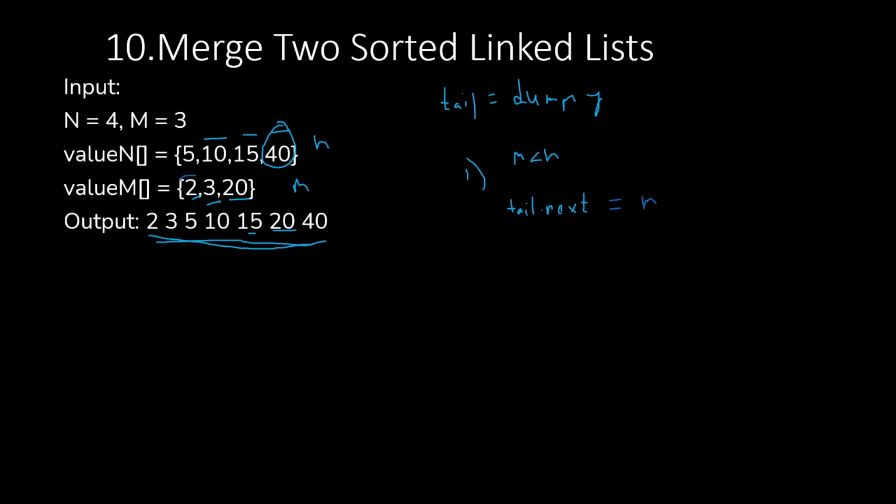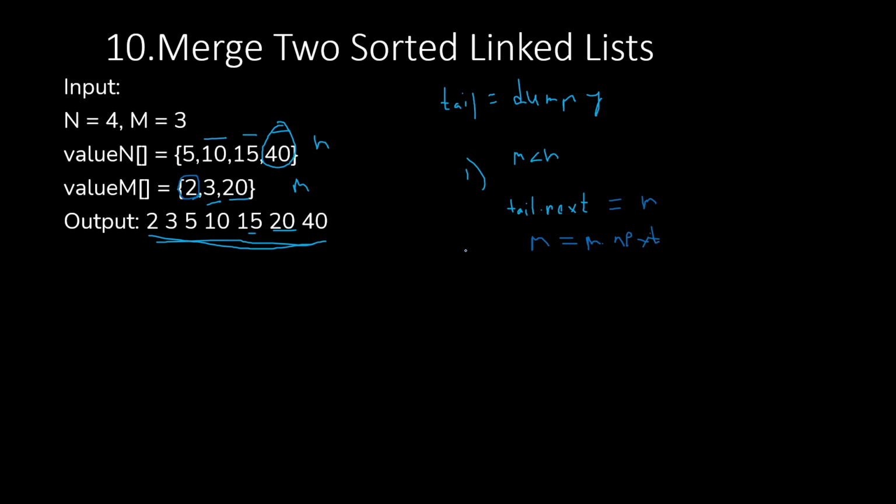Now this work has been done. We have pointed toward the value which was smaller. Now we have to move on to the next value, after storing that location in another pointer. How? We say m equals m dot next. This reinitializes and moves on to the next pointer, so that next pointer will be 3 in this case.